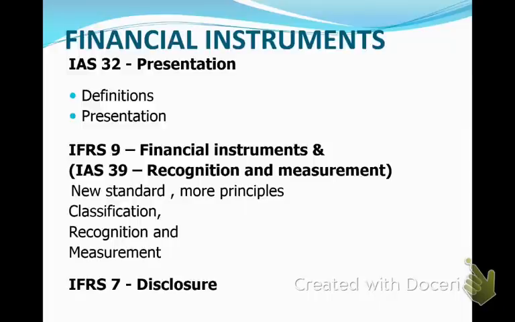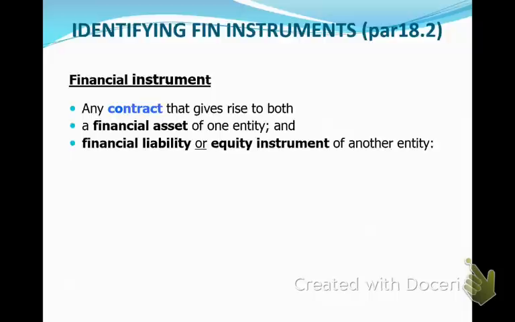Firstly, IAS 32 is mainly about the presentation and the definitions. IFRS 9 is the financial instrument standard, which is a new standard. It will eventually replace IAS 39 in total. It also deals with more principles. IFRS 9 also deals with the classification, the recognition, and the measurement of financial instruments. IFRS 7, the disclosure, we will only touch on that in FRK 311.